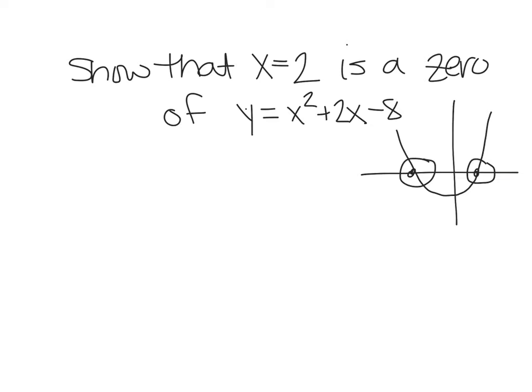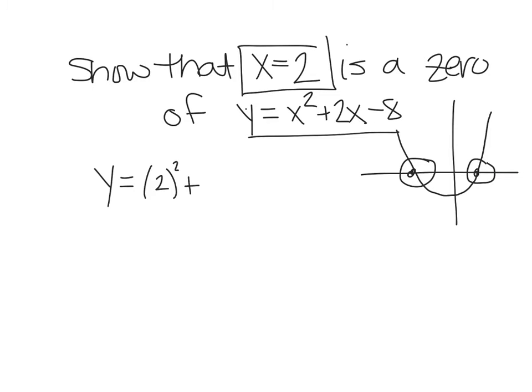But today what we're saying is, okay, I'm going to give you one. I'm going to give you that x equals 2, and you need to plug it in. So I'm going to go back to my equation, and wherever I have an x, I'm going to plug in 2. And the question is, when I'm done, how do I know if I found a 0 or not? Well, remember, after I'm done here, what does it mean to be 0?